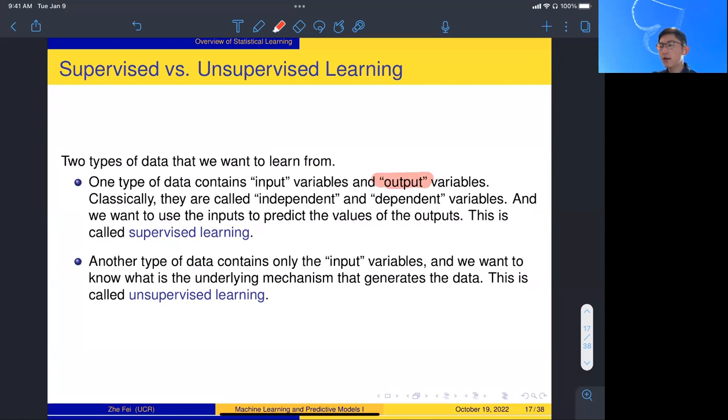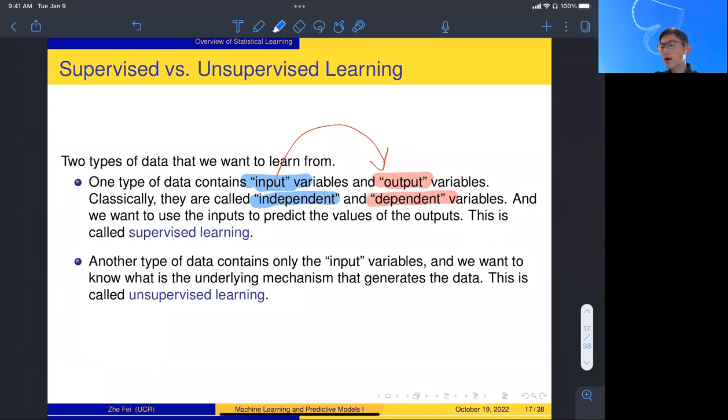These are the outputs. Another name is that we call the outputs dependent variables, meaning that they depend on the inputs, the other variables that you have. So we would use these input variables to predict output variables. The relationship is like this: we use the input variables to predict the output variables, and so they are also called independent variables, meaning that they are generated or observed independent of the output. So that's just some names we want to clarify.